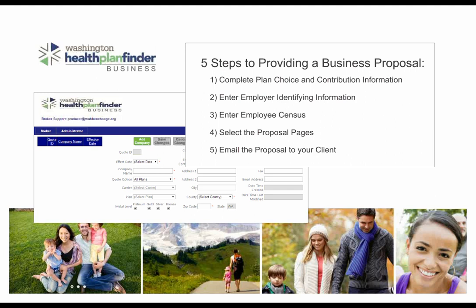Next, let's look at the 5 steps that you must complete to provide a client proposal using this tool. Step number 1, you will need to complete plan choice and contribution information. Step 2, you will need to enter employer identifying information. Step 3, you will need to enter employee census. Step 4, you will need to select the proposal pages to include. And lastly, step 5, you will email the proposal to your client.